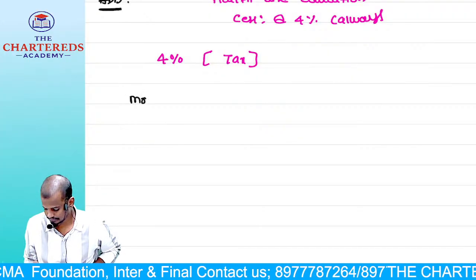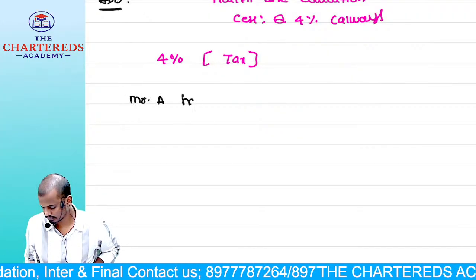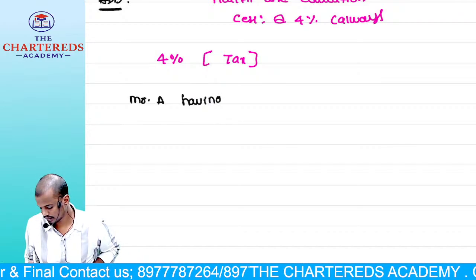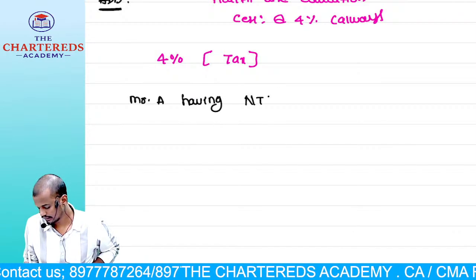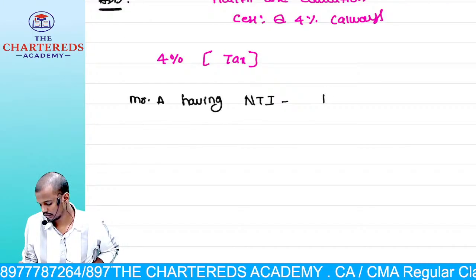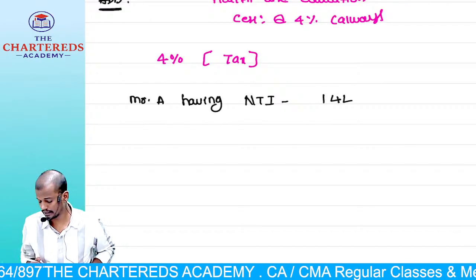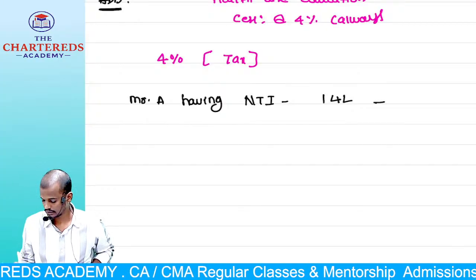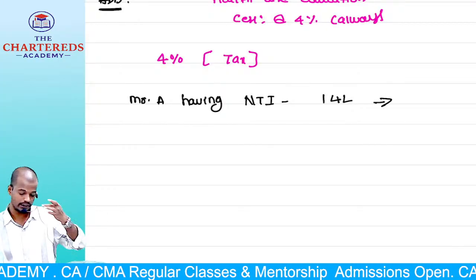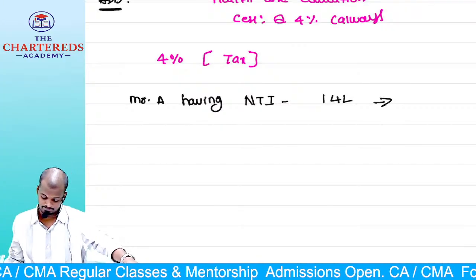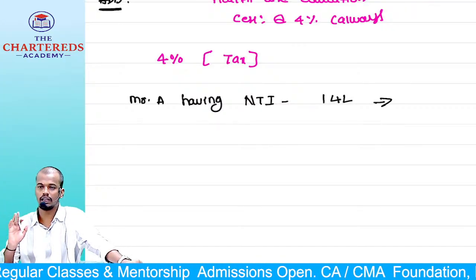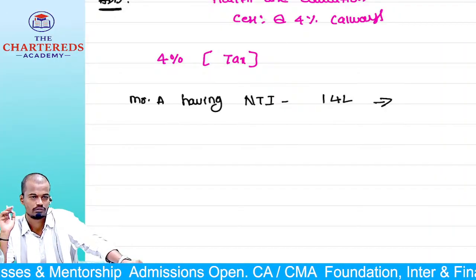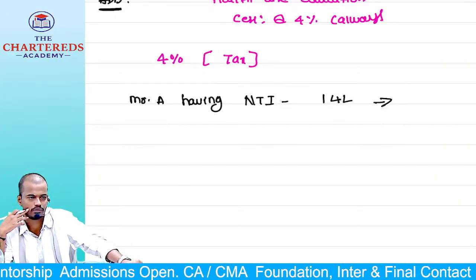For example, Mr. A having net total income of 14 lakhs. What is the tax amount? 1,12,500 plus... If nothing is mentioned in the question, normally the 2,50,000 slab is applicable.